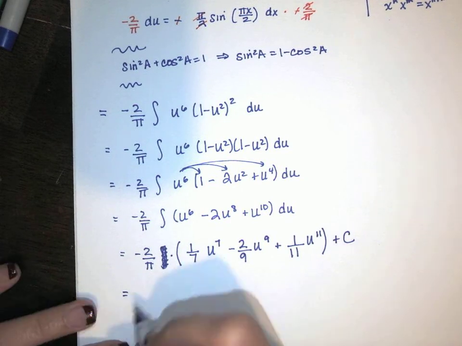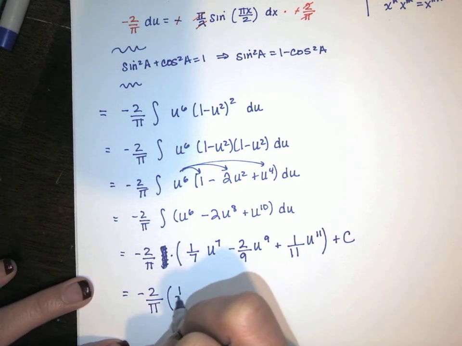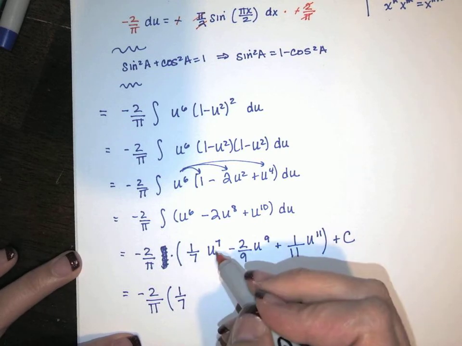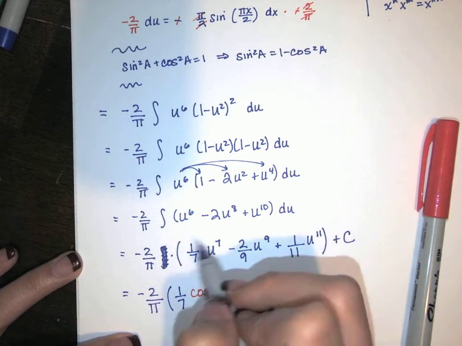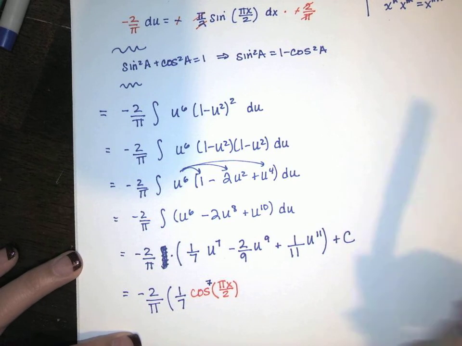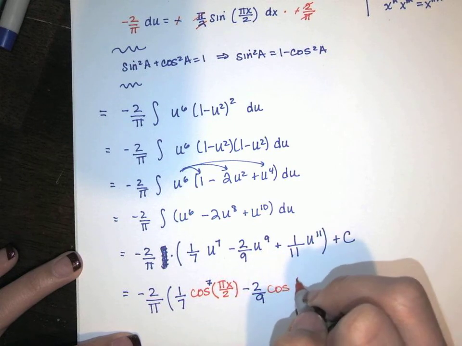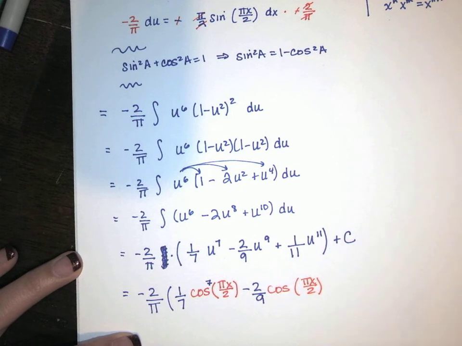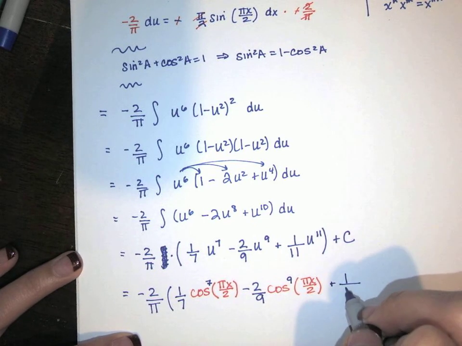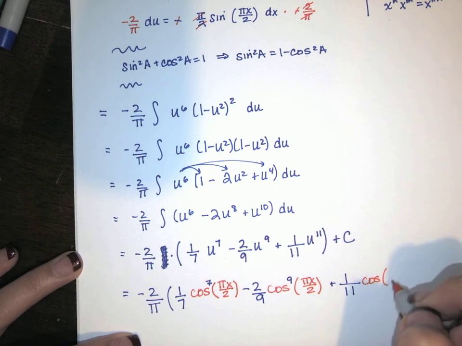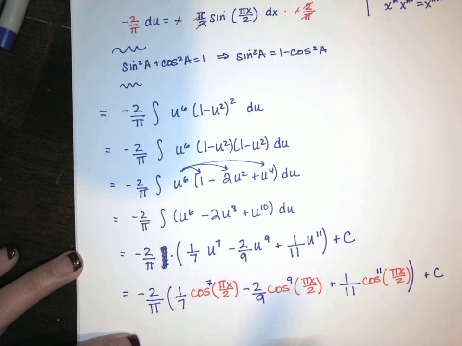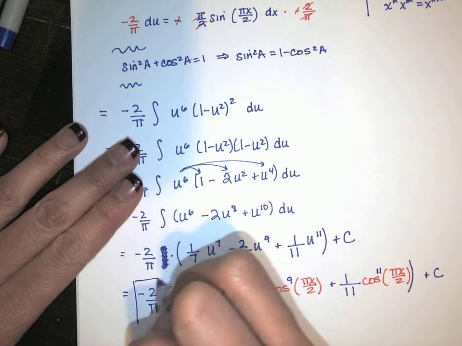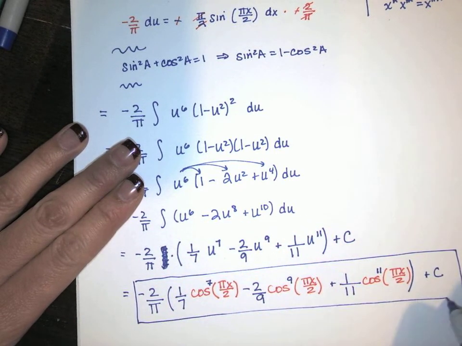And we're done. We just have to back substitute. So I'm going to have negative 2 over pi here. Then I have a 1/7. U was cosine of pi x over 2, so I'm going to have cosine of pi x over 2, and that's raised to the 7th power. So we put that 7th power on the cosine function. Then we subtract 2 over 9, and I've got u to the 9th. So that's cosine of pi x over 2. That's our u, and we're going to raise it to the 9th. And then we've got 1 over 11, and then we have cosine of pi x over 2, and that needs to be raised to the 11th power, plus c. You can distribute the negative 2 over pi if you want to. I'll probably just leave it like this. And then we're done. We're good to go.